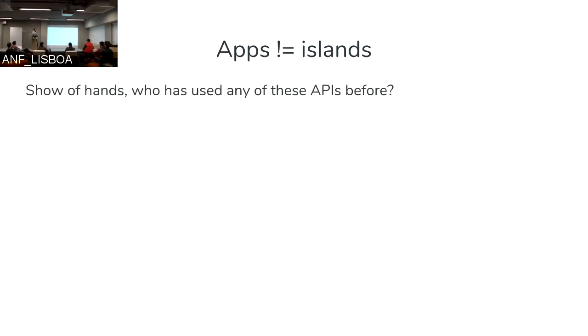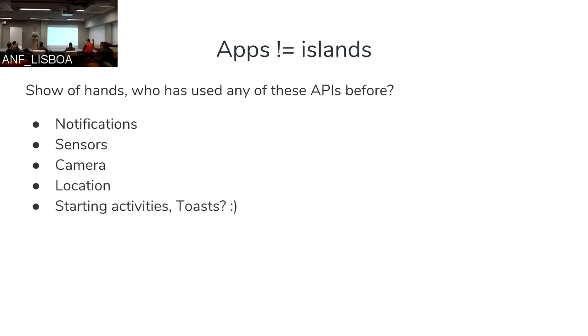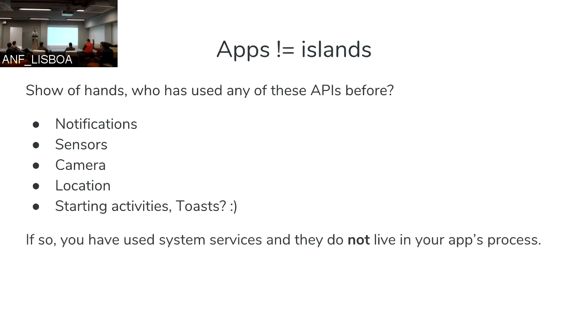Okay. So let's show of hands. Who has used any of these APIs before? Notifications? Probably most of you. Sensors, camera, location, activities, everything. If you have used any of this, you have used system services. And they do not live in your application. They don't. And this is important to understand, because when you call one of these things, it goes outside of your process. Okay, and that takes time. We'll talk about it later.